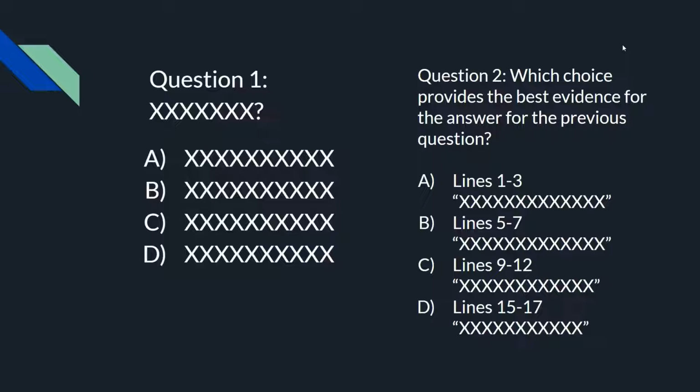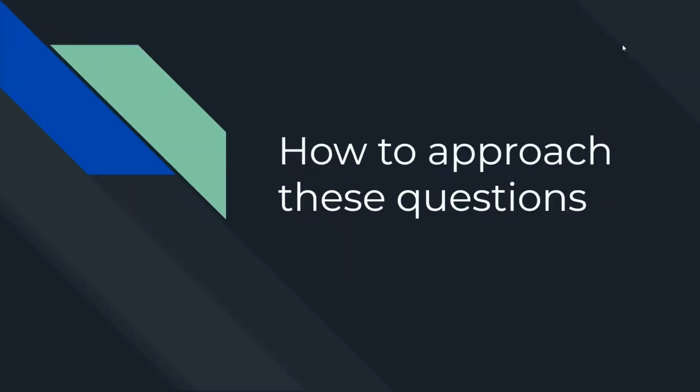The questions will typically be formatted like this. They'll have two questions. The first question will be asking a general reading question with 4 answer choices, and the second question will be asking for justification: which choice provides the best evidence for the answer to the previous question, with quotations with the lines given. So how do you approach these questions? We'll use an example from the College Board's website.